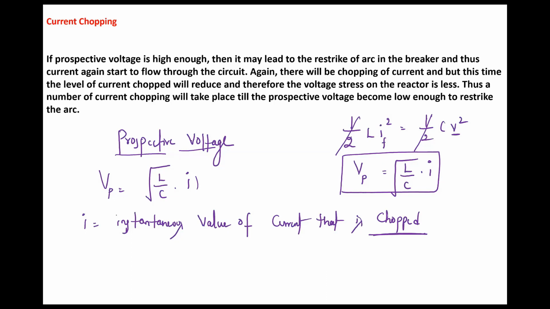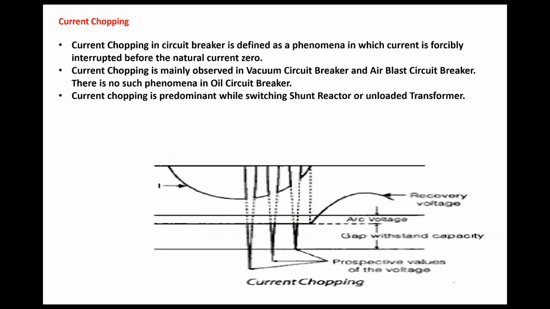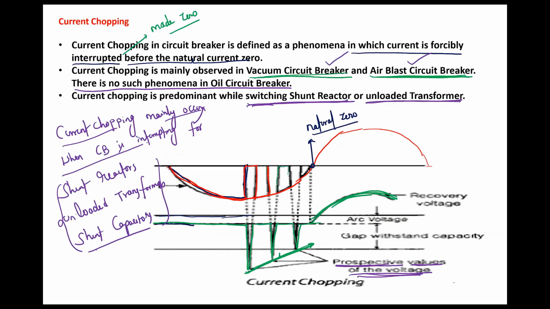Again, L and C values we know: the total series inductance till the location of the circuit breaker and the total shunt capacitance till the location of the circuit breaker. So prospective voltage is given by square root of L by C into I, where I is the instantaneous value of current that is being chopped. Understand? If the prospective voltage is high enough, it may lead to restriking of the arc. Why do we chop the arc repeatedly? Because this prospective voltage is very high, so the arc is restruck again.